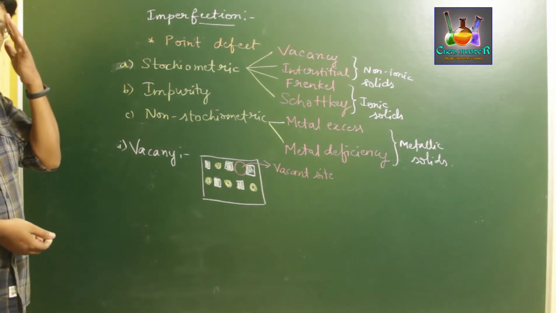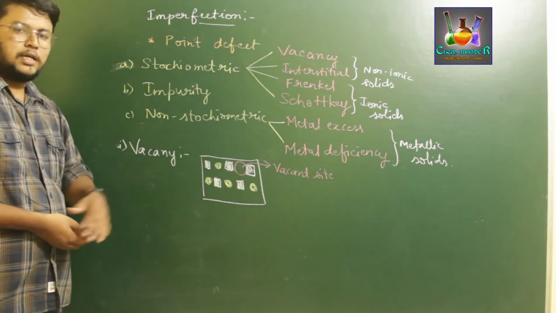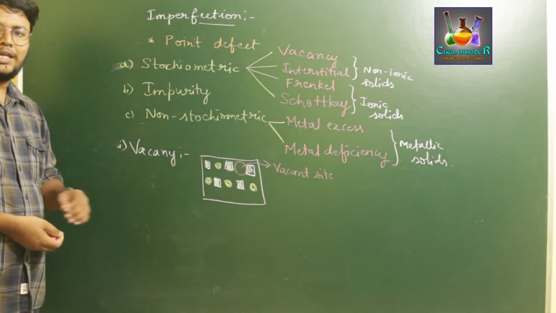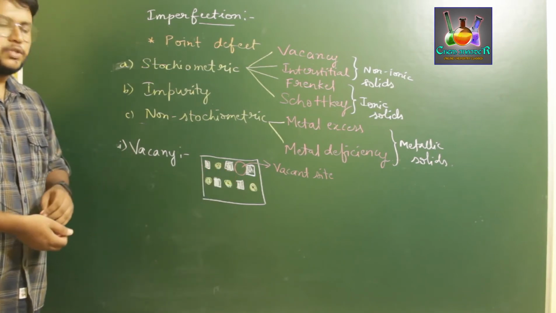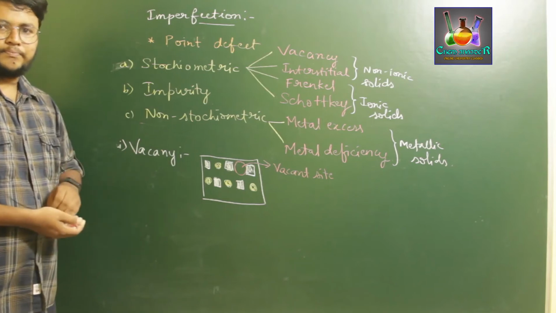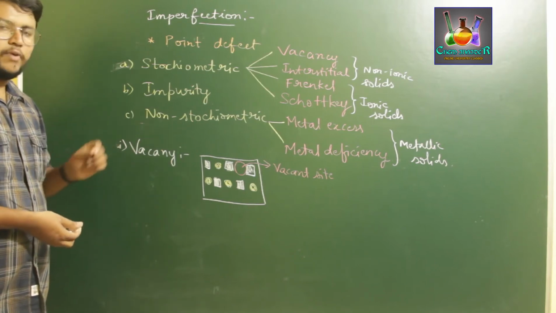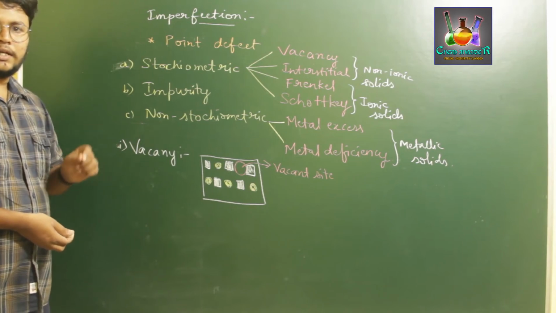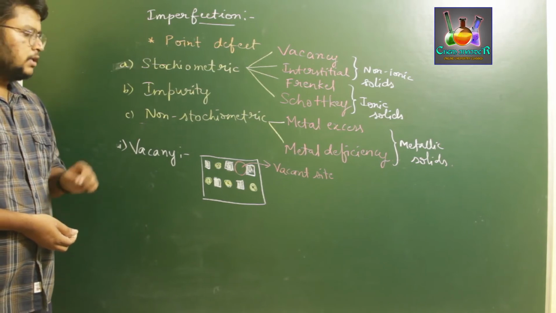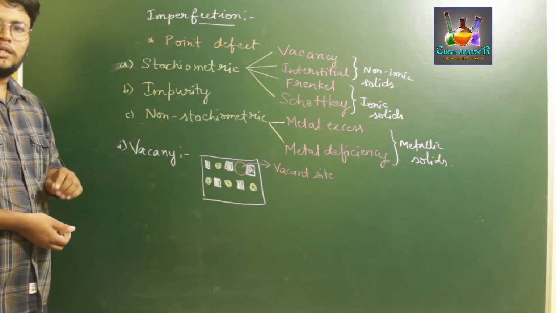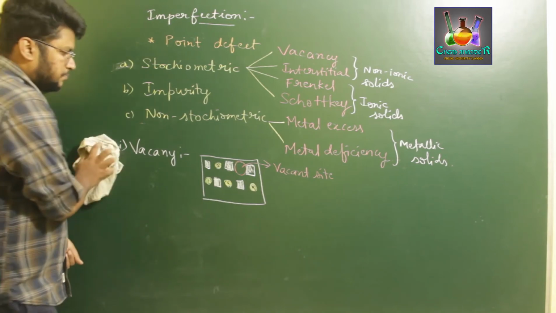So if in a non-ionic solid a particle is not present in its actual lattice site, that creates a vacancy. That kind of defect is called vacancy defect. Whenever a crystal lattice has a vacancy in one of its lattice sites, that defect is called vacancy defect. Now the next one, interstitial defect.